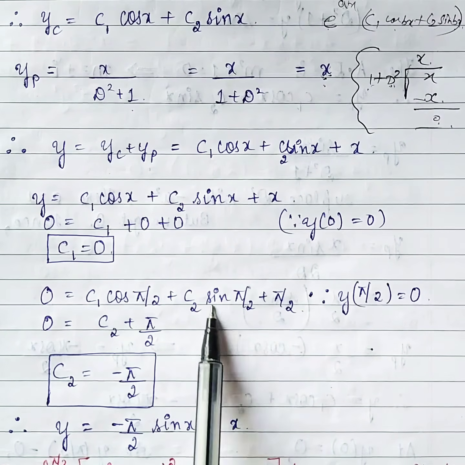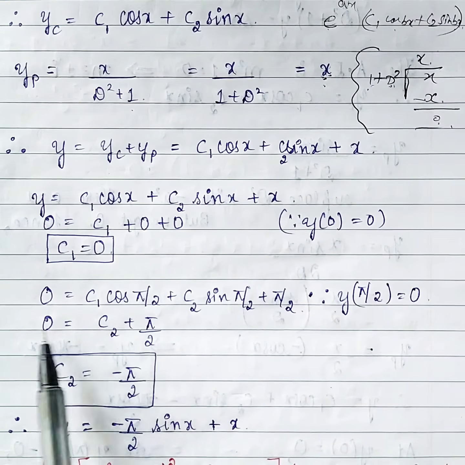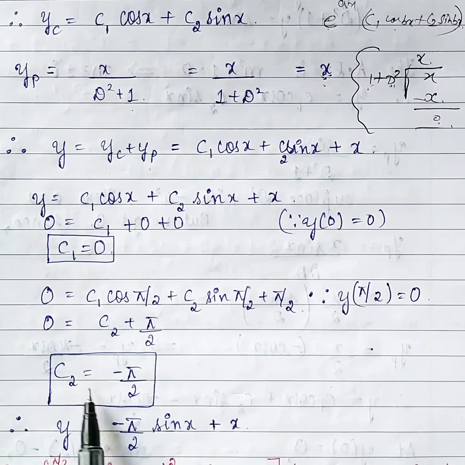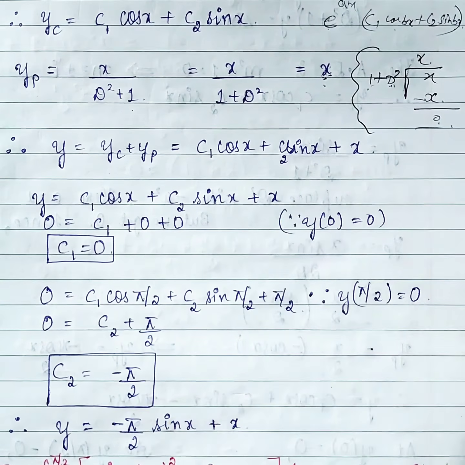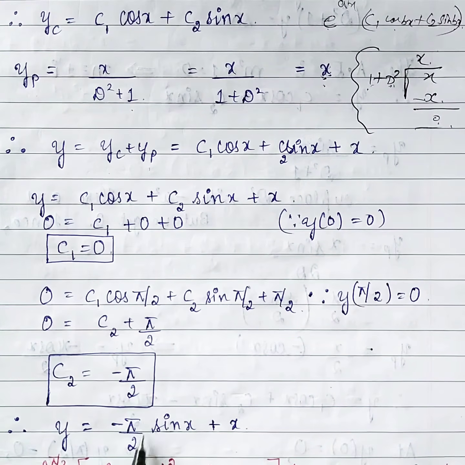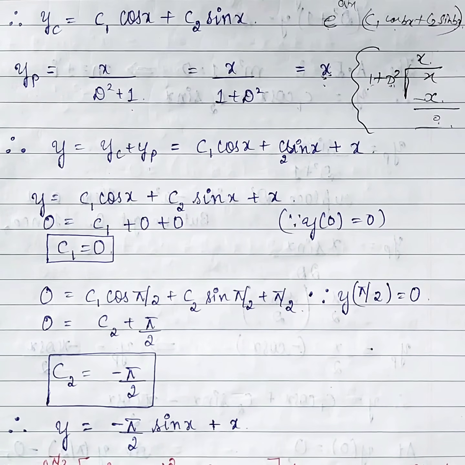So this sin pi by 2 value is 1, cos pi by 2 is 0. So c2 plus pi by 2 is equal to 0. Therefore we got c2 as minus pi by 2. Finally, in this answer, I am going to replace c1 and c2. So minus pi by 2 sin x plus x. So this is how the solution will be.